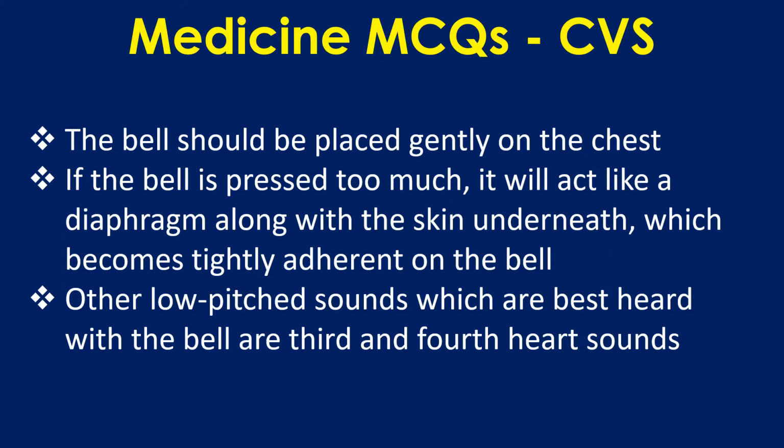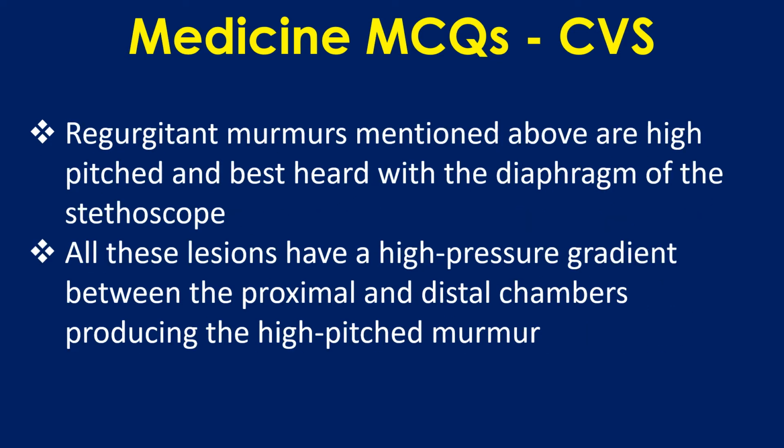Other low-pitched sounds which are best heard with the bell are third and fourth heart sounds. Regurgitant murmurs mentioned above are high-pitched and best heard with the diaphragm of the stethoscope. All these lesions have a high pressure gradient between the proximal and distal chambers, producing the high-pitched murmurs.